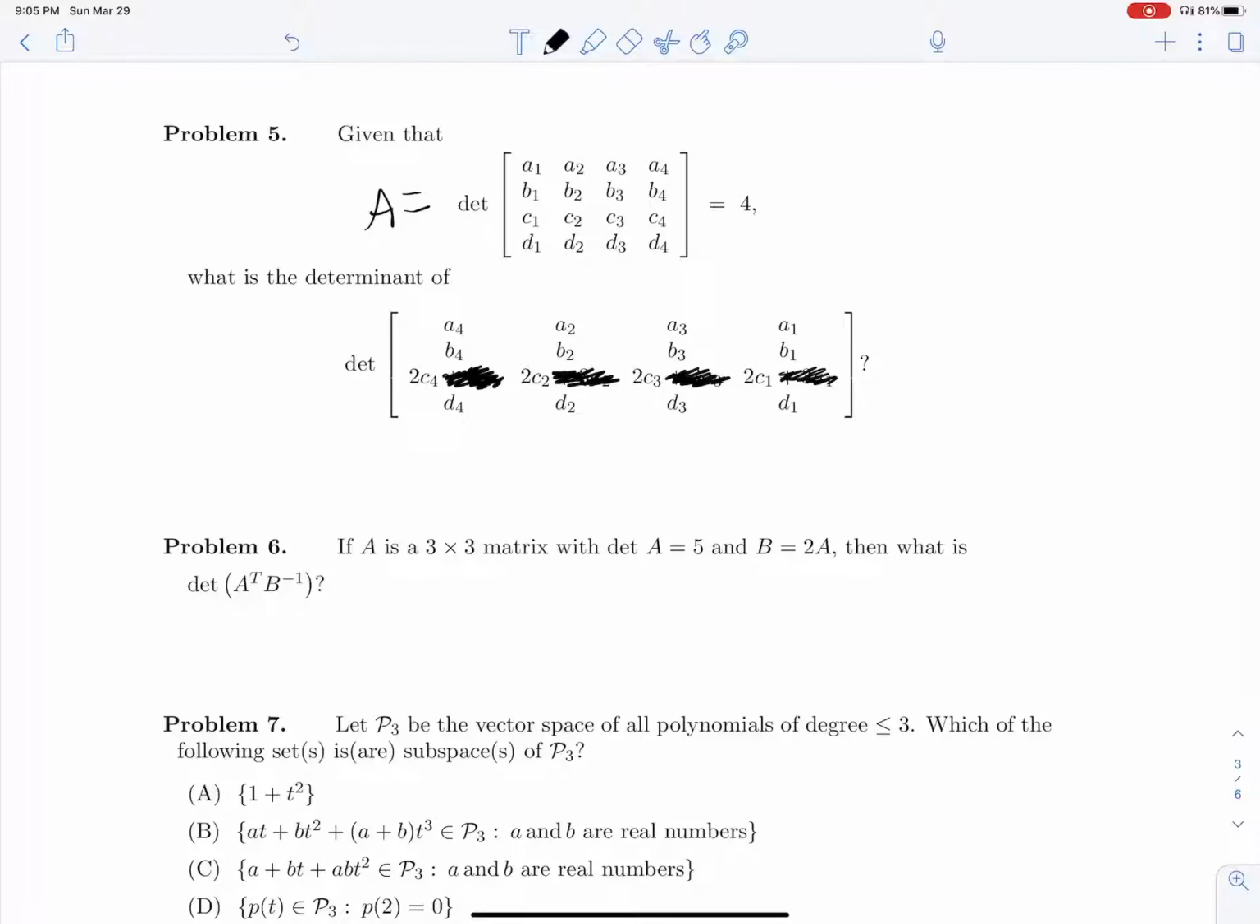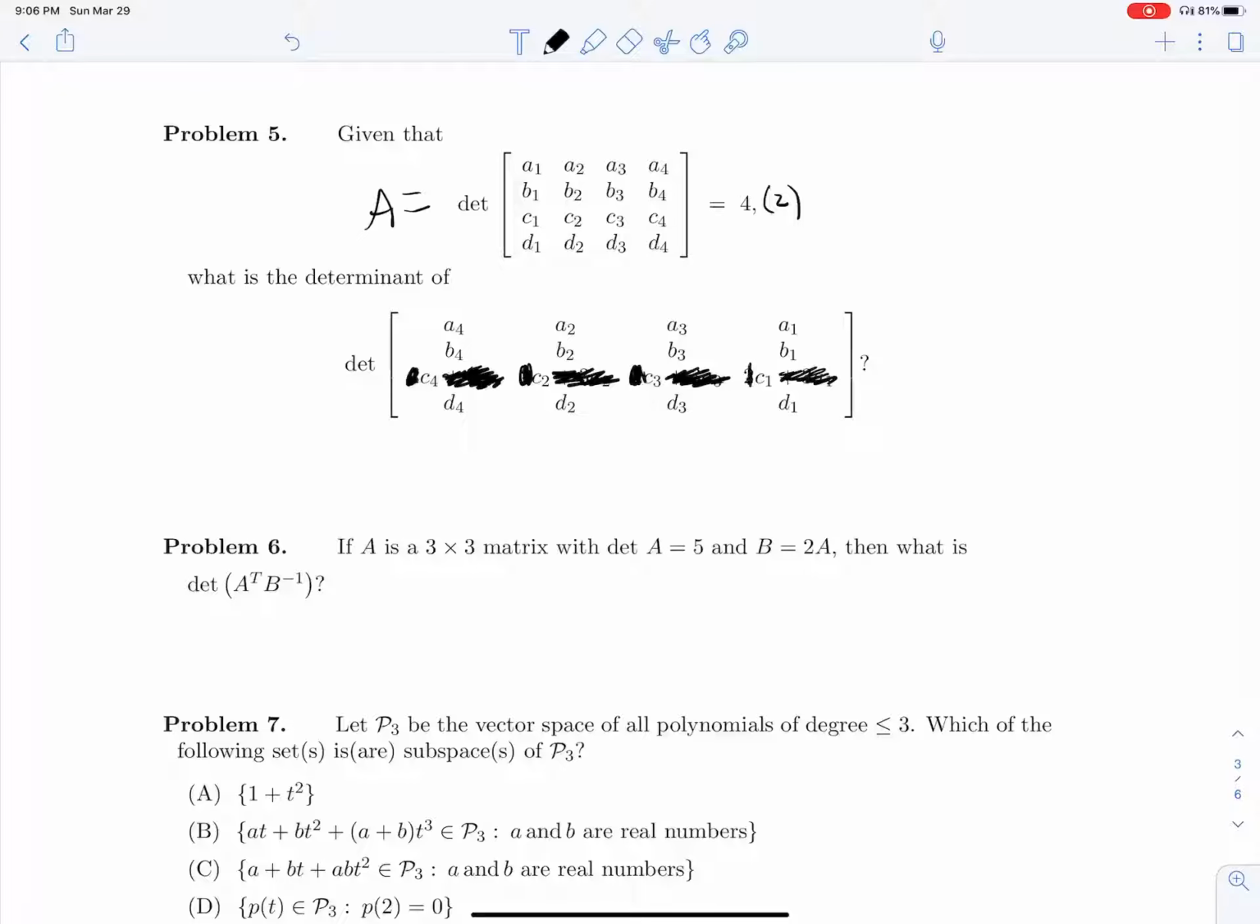Okay, next we see that they've multiplied a row by a factor of 2. And we know that when we multiply a row by a factor of 2, it will multiply the determinant by a factor of 2. And in fact, that holds for columns as well. And then finally, I'll cross off these 2's because we've dealt with them.